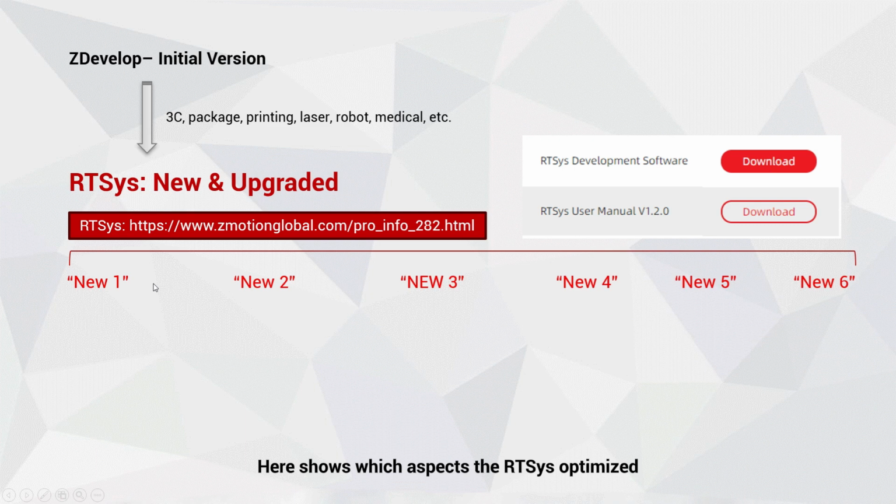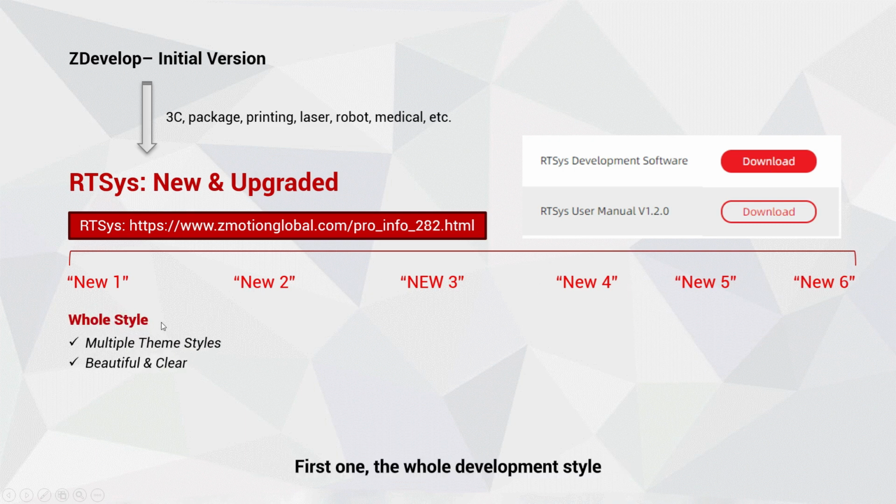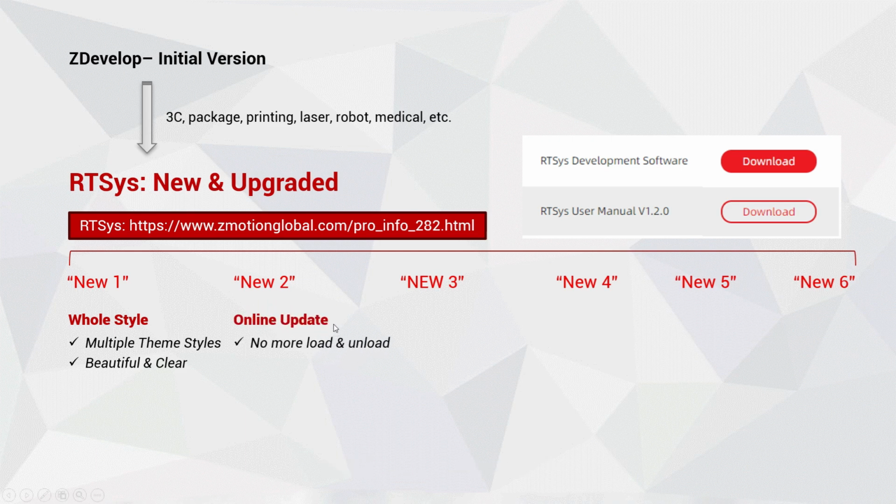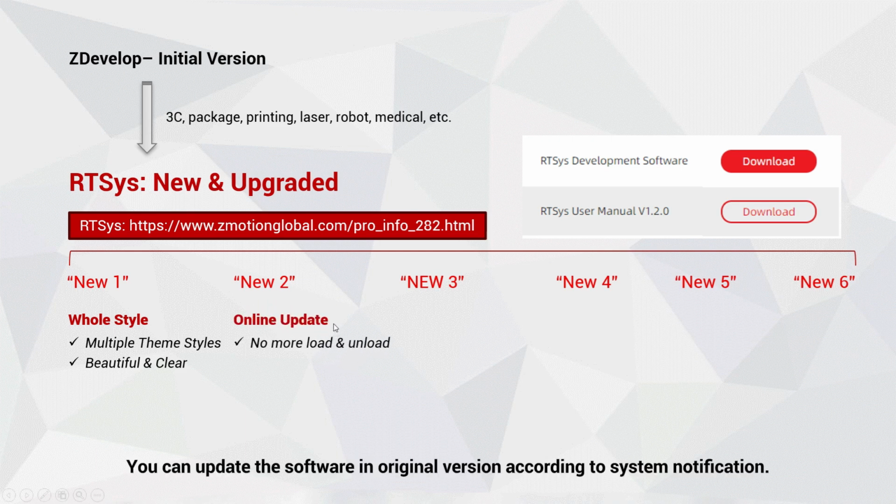Here shows which aspects RTSys optimized. First one, the whole development style. Not only is the appearance beautiful, with multiple theme styles for you, but also each part is much clearer. Second one, online update. You can update the software in the original version according to system notification. That is, no need to unload it and load the latest one again.